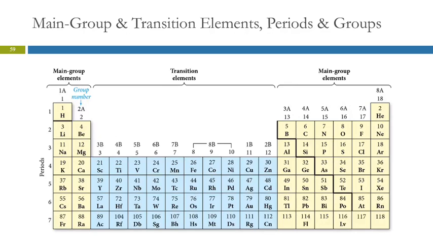And then there are periods. Periods are the rows. So here's row 1. Period 1 just has hydrogen and helium in it. Period 2, lithium, beryllium, and then we jump over here. This is also period 2. On some periodic tables, the periods are not actually physically numbered, but that's easy enough to do. Just 1, 2, 3, 4, 5, 6, 7.